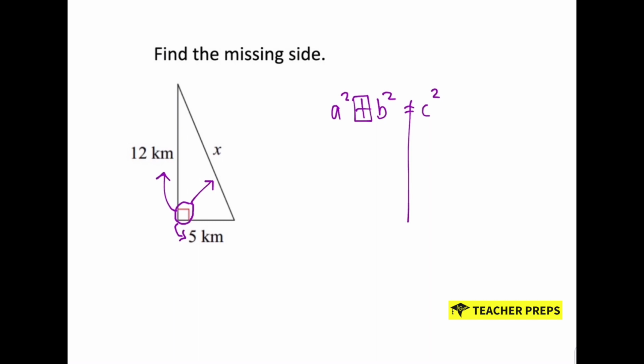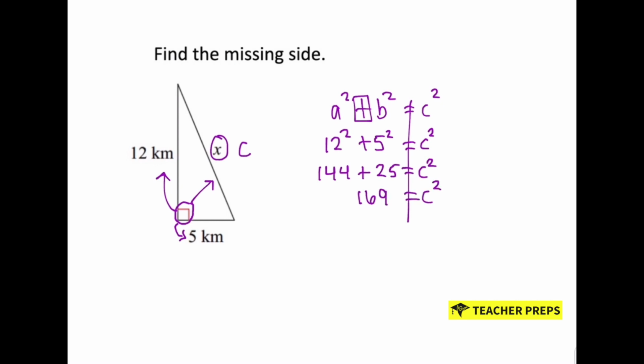That means that we're missing C, which makes sense because C is the hypotenuse. It's the side that's across from the right angle. So X is really the C. So now that we know we're missing C, we can plug 12 and 5 in for A and B. Now we can start solving our equation. 12 squared is 12 times 12, which is 144. 5 squared is 5 times 5, which is 25. Now we can add 144 and 25. That gets us 169. So we have 169 equals c squared.